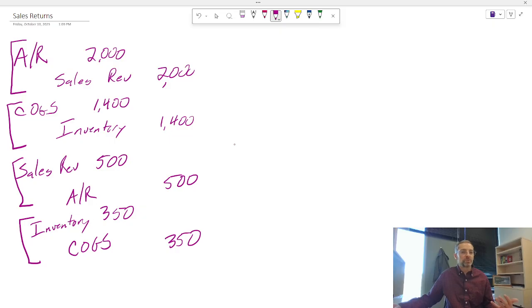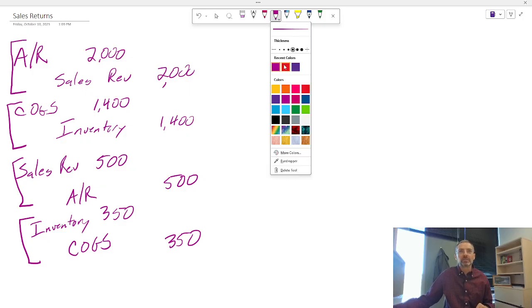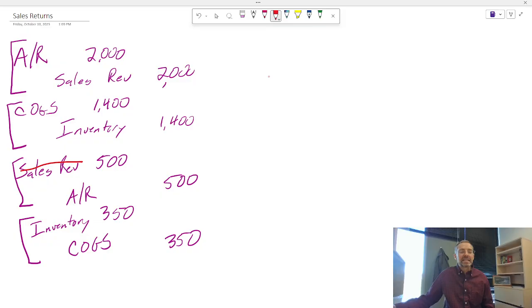This is one of the few times that we will credit an expense, and one of the few times we will debit a revenue. All right, so this effectively reverses all parts of the sale. However, one little more wrinkle here is that we are not going to use the sales revenue account. Like when we are doing sales discounts, it might be important for us to track our sales returns.